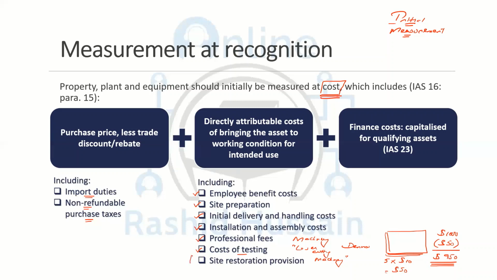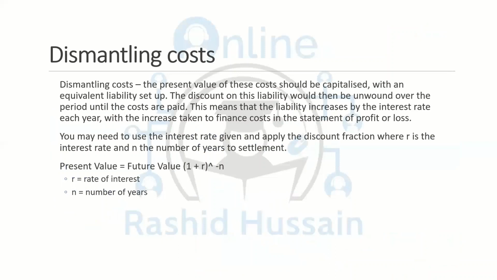And then there is one most important thing within the cost of this, which is the site restoration provision. This site restoration provision is also known as the dismantling cost, and also as the decommissioning cost. These are the names of a single cost: restoration, dismantling, and decommissioning.